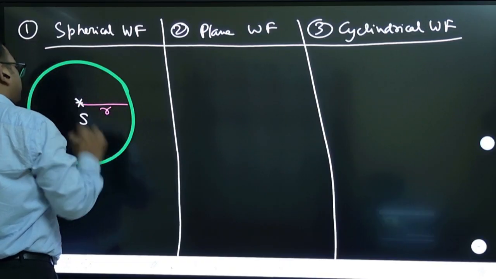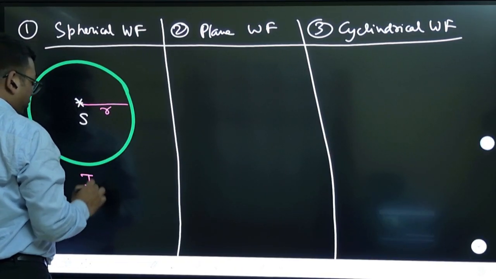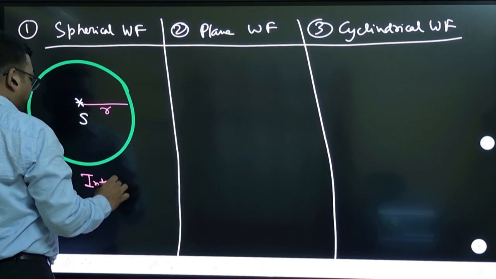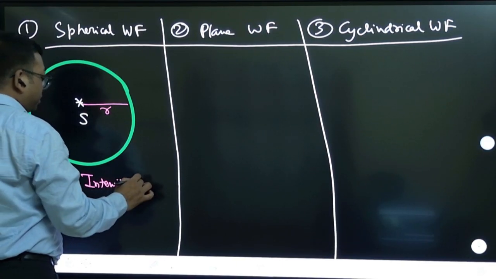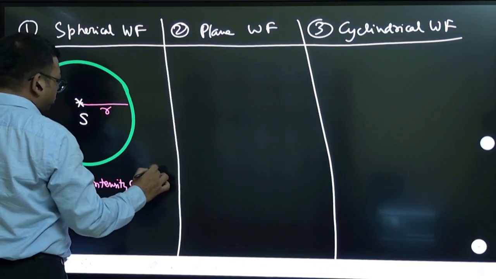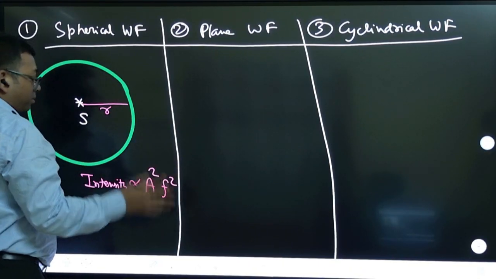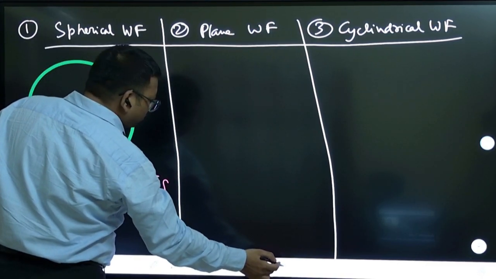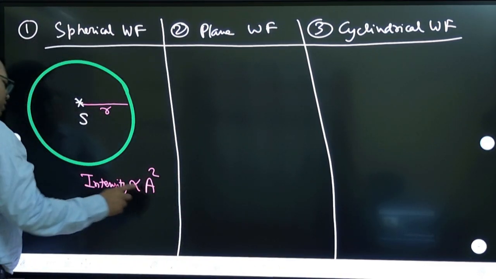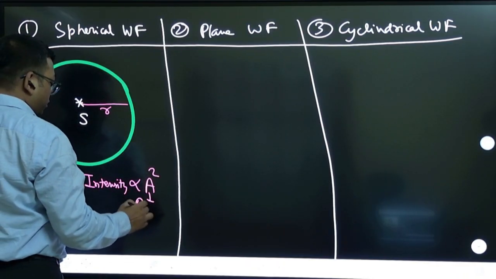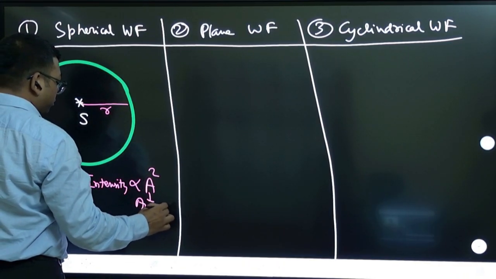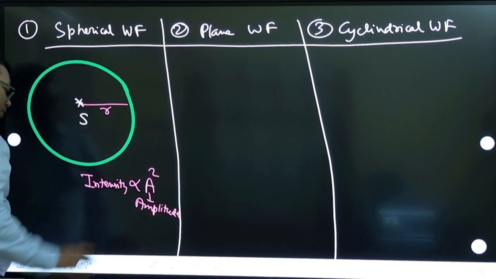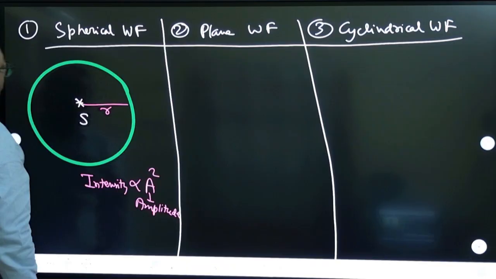Now, what is the intensity? You remember the intensity formula? For a wave, intensity is proportional to amplitude square and frequency square. But let us say frequency is not changing. Let us consider frequency constant. A refers to amplitude. You remember you studied this in grade 11. So intensity is proportional to amplitude square.